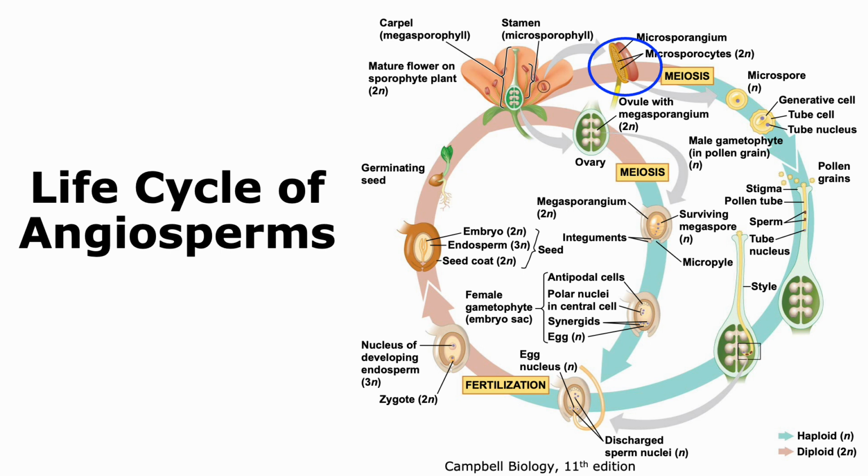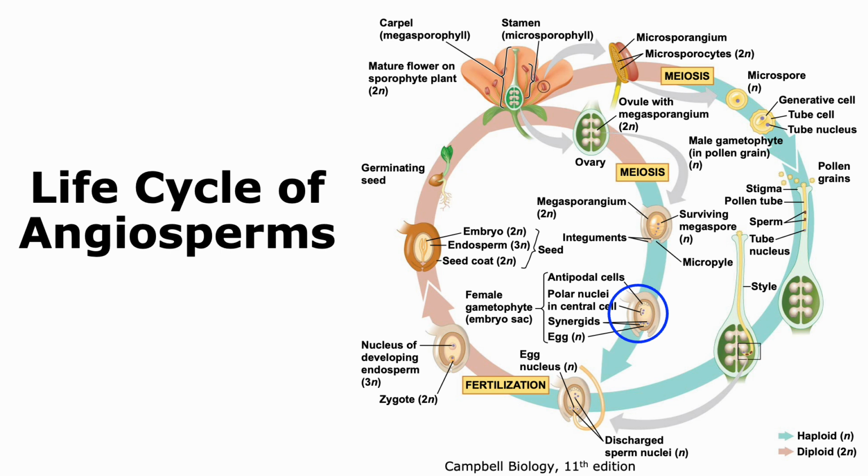The microsporocytes undergo meiosis to give rise to the microspore. The microspore undergoes maturation to form pollen grains, and within the pollen grains, there are 2 male gametes, or sperm cells. The carpel is the megasporophyll of the plant. Within the carpel, we have ovules, and within the ovule, we have megasporocytes. The megasporocyte will undergo meiosis to give rise to the megaspore. The megaspore undergoes mitosis to give rise to the female gametophyte within the ovule.